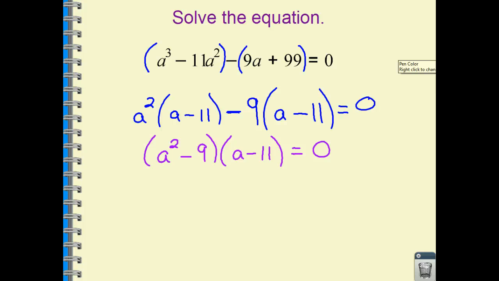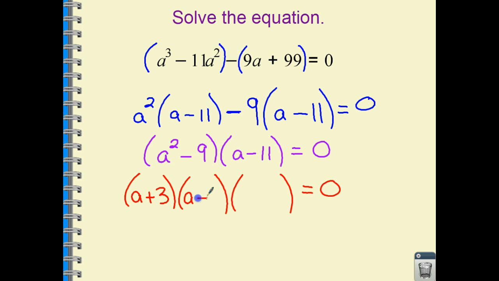Use our recognition skills. Maybe there's a pattern out there or a special rule that we've learned, and there is. In the first binomial, we have this difference of two perfect squares. That's called the difference of two squares, and we know that that actually breaks down further. So here's where this factoring completely comes in handy. You have to remember to factor every single line to its fullest. All right, so we have the opposite sign. So a plus 3, a minus 3, and then our remaining a minus 11.